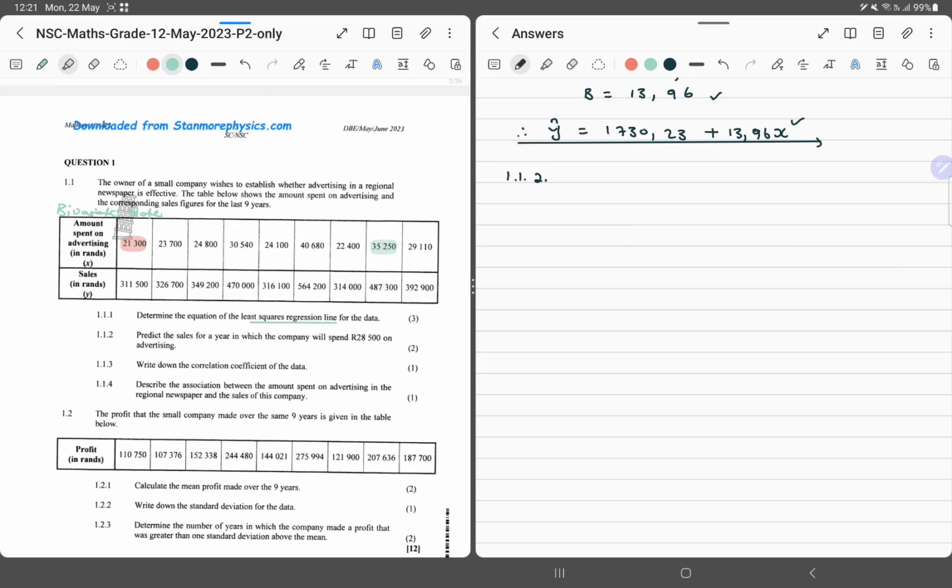Okay. So essentially 28,500 is within that domain. So this is what we call an interpolation. So it is pretty accurate. So we know that, okay, we're looking for something like this.